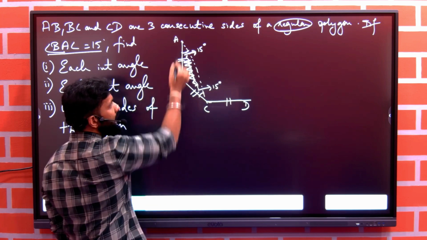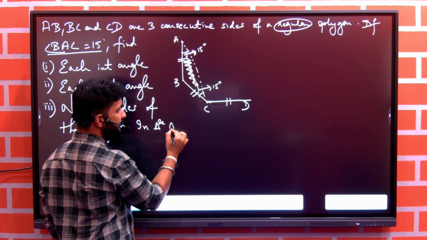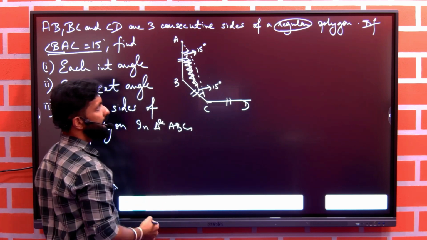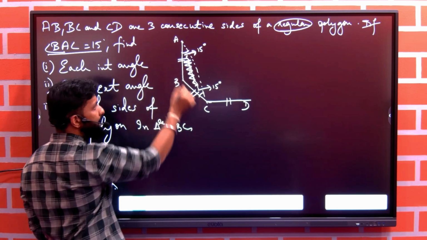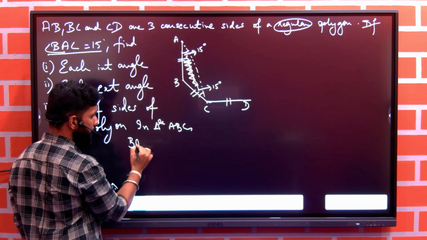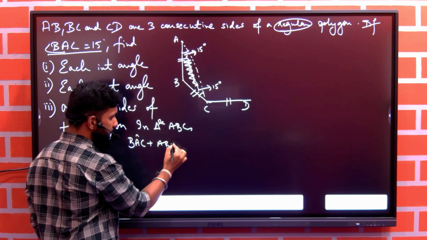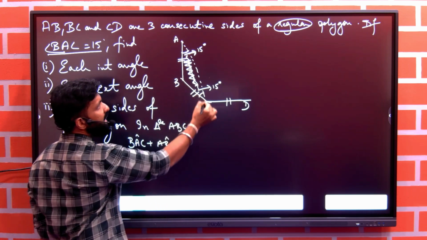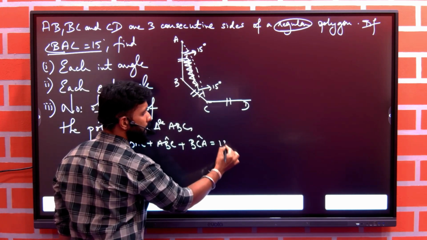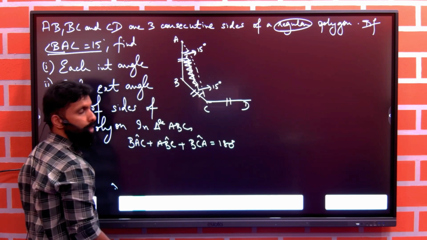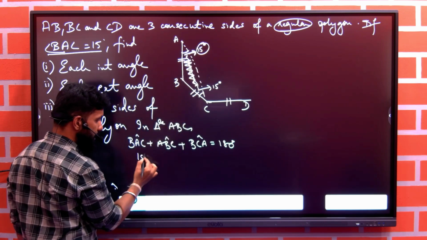Yes. So in triangle ABC, can I say angle BAC plus ABC plus BCA is equal to 180 degrees? Yes. Now, according to our figure, BAC is 15.